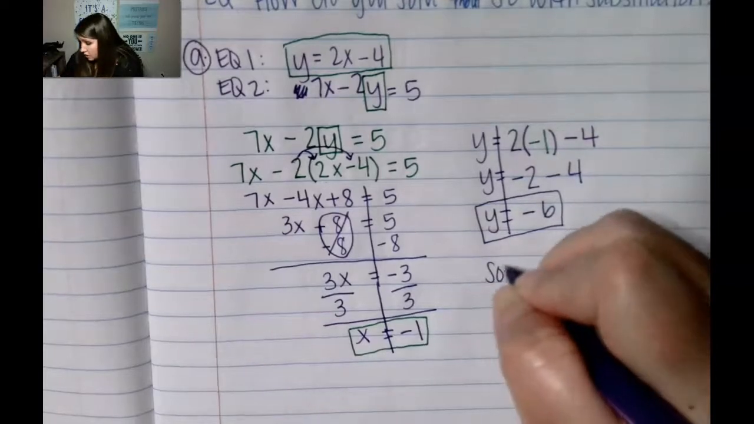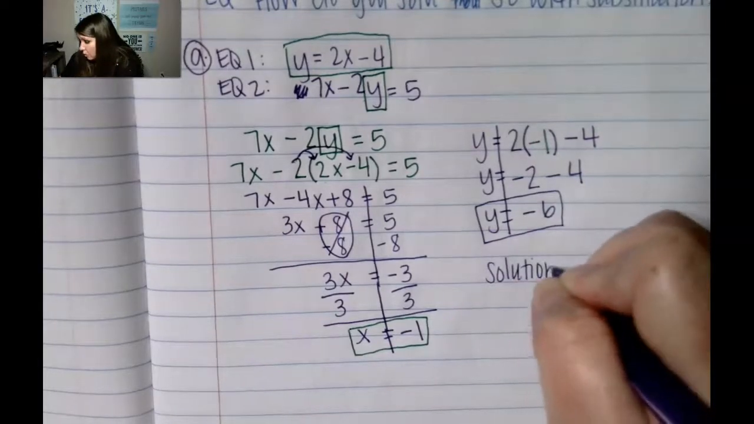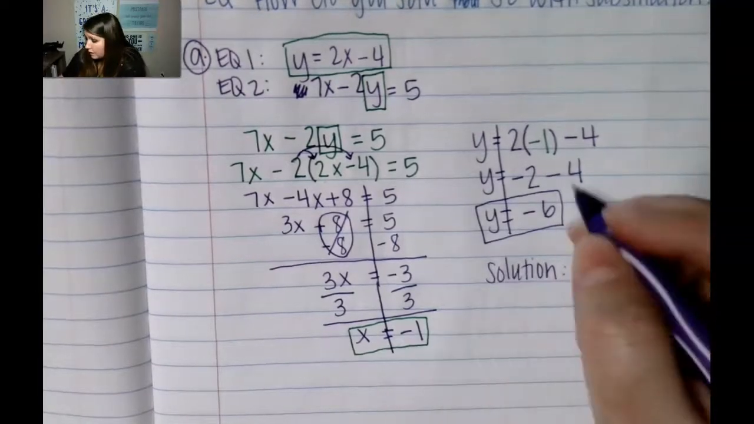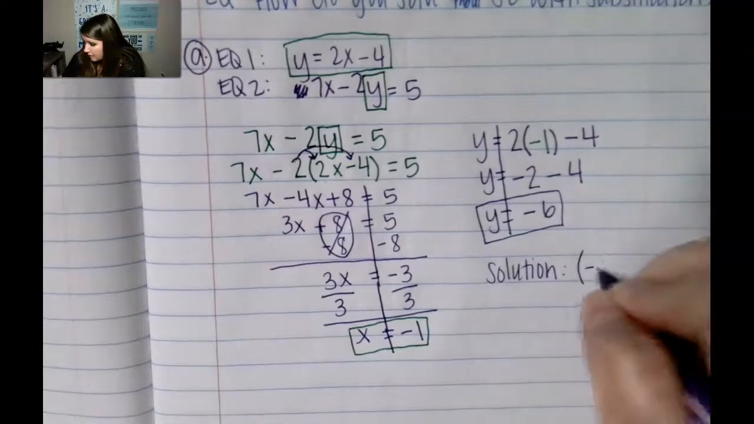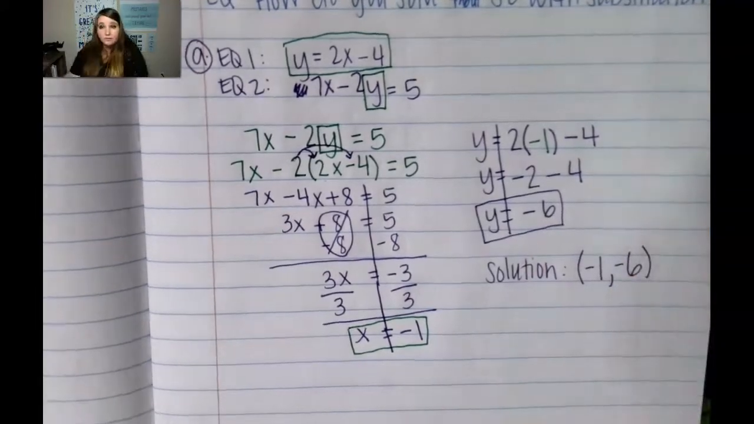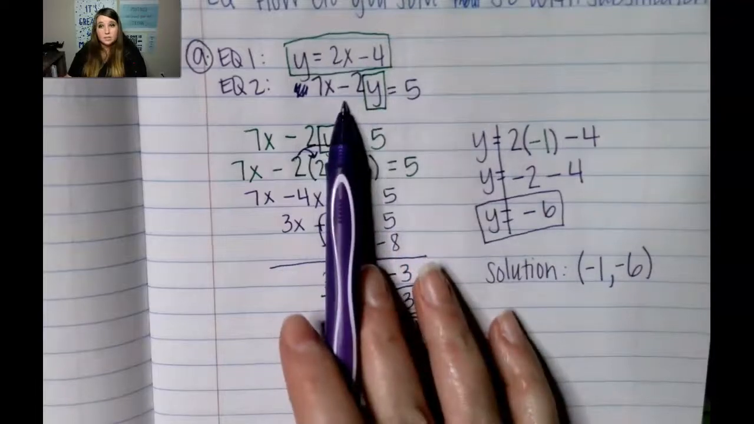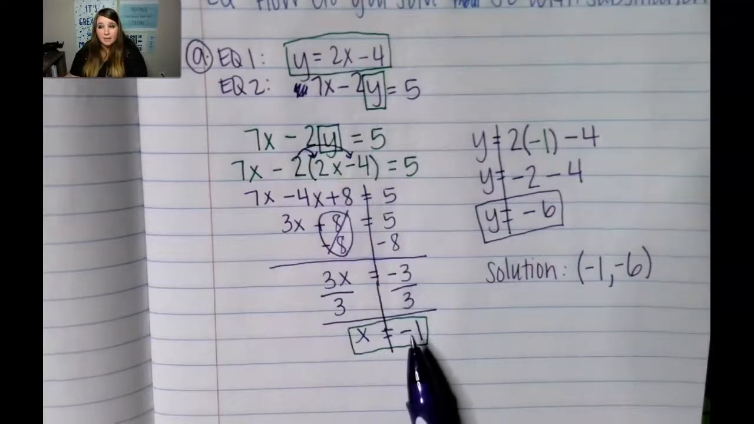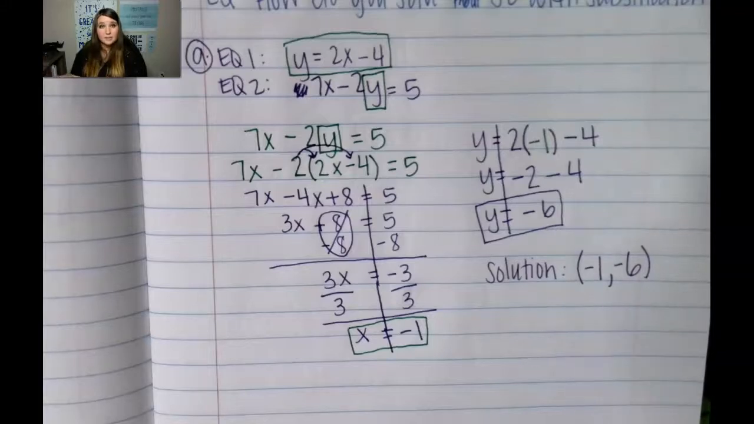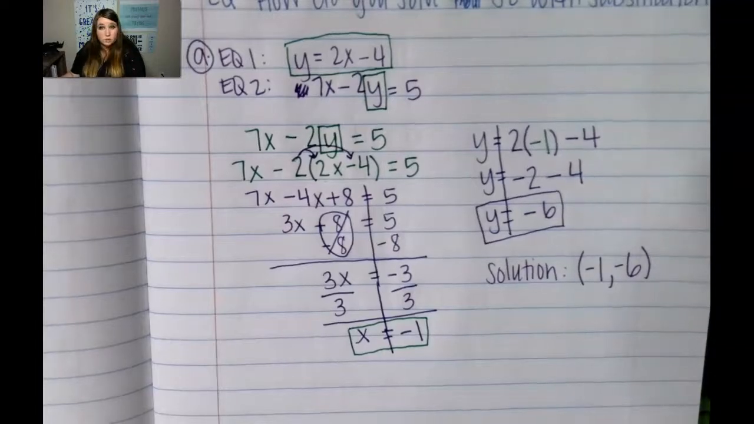So my solution, again, is still an ordered pair. We always use ordered pairs for systems of equations. So my ordered pair is going to be x is negative 1, y is negative 6. So if we were to graph these two equations, they are going to meet at the point negative 1, negative 6. That's where those two lines will form their X. X marks the spot. That's where the treasure is.